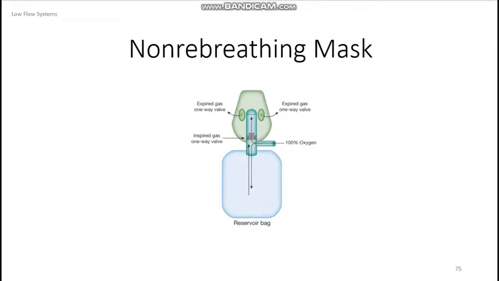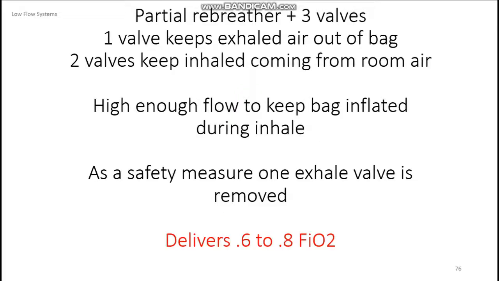The non-rebreathing mask is basically the partial rebreather plus 3 valves. 1 valve keeps exhaled air out of the bag. 2 valves keep inhaled air coming from room air. Must keep it at a high enough flow to keep the bag inflated during inhale. As a safety measure, 1 exhale valve is removed. It delivers 0.6 to 0.8 FiO2.